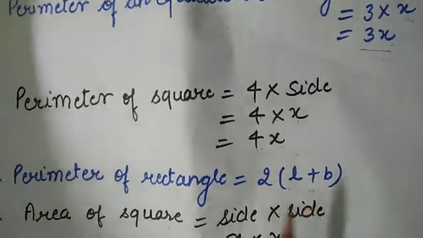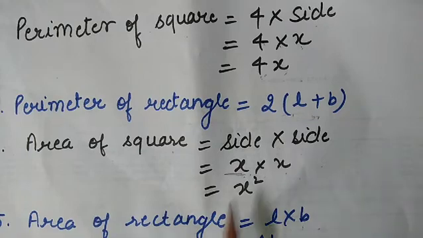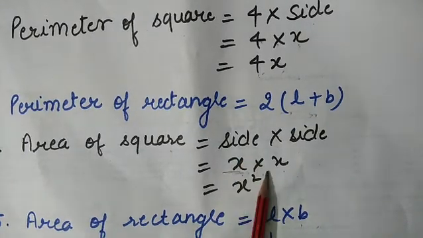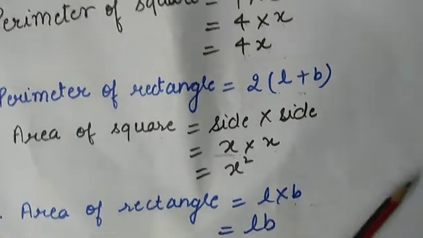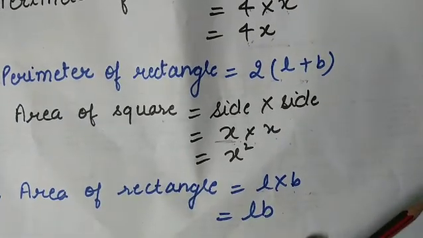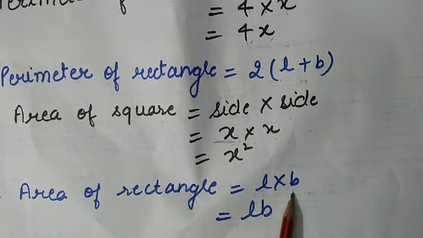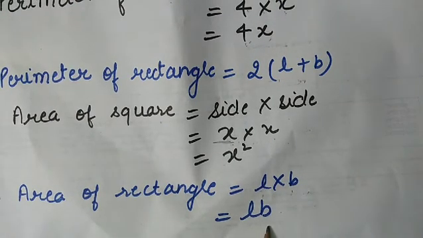Now come to the next one, that is area of a square. Area of a square is side into side. So let x be the side of the square. So it will be x into x, and x into x is x square. Now area of a rectangle is length into breadth, where L is the length of the rectangle and B is the breadth of the rectangle. So it will be L into B. So these are some formulas that are written in algebraic expressions.